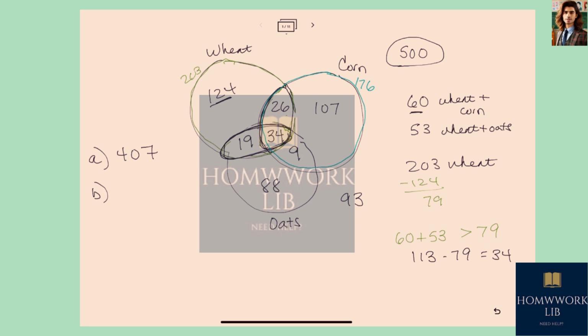Okay, let's move on to B. In B, how many grew all three? Well, that's the innermost region, so that's 34 people. Didn't grow any? Well, we already figured that out. That's 93. Those are the people outside the circle. And then D says grew exactly 2. So we want the 2 regions now. So that's 26, 9, and 19. So let's add that. 26 plus 9 plus 19. That is going to give me 54. And that's it. Those are your answers.